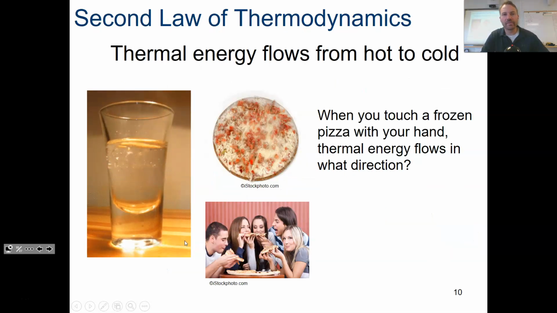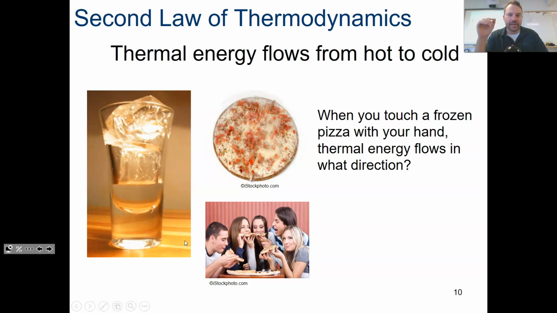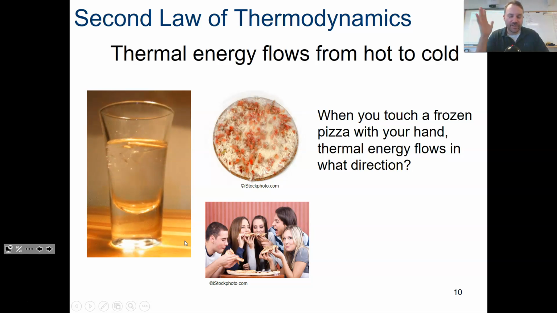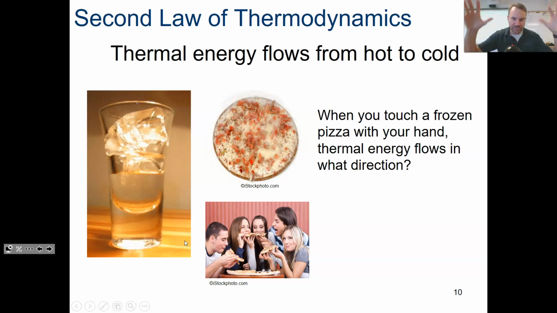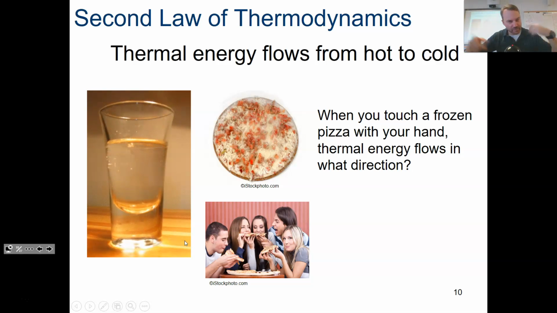The second law of thermodynamics: heat only goes from hot things to cold things naturally. You can force it the other way, but you have to put work into the system, like a refrigerator. That's kind of how they work.